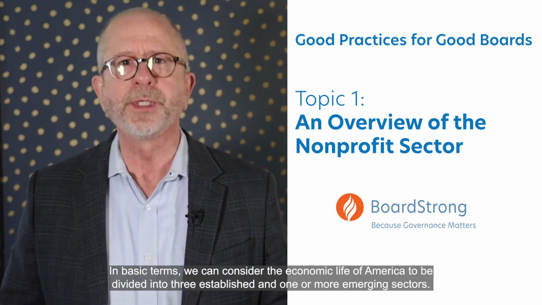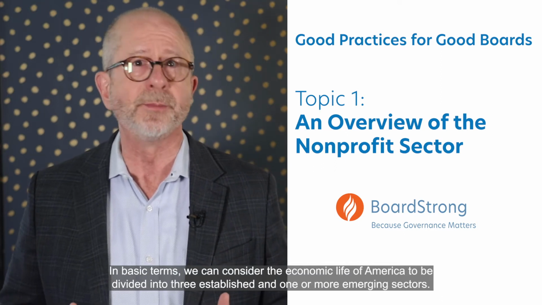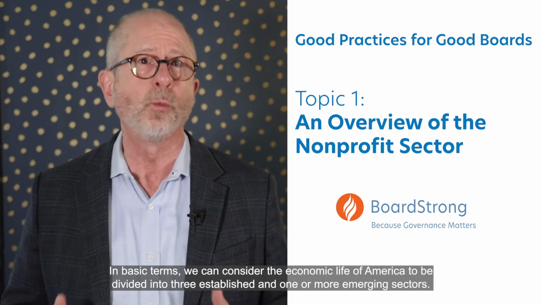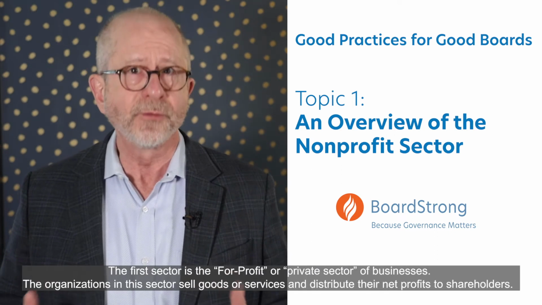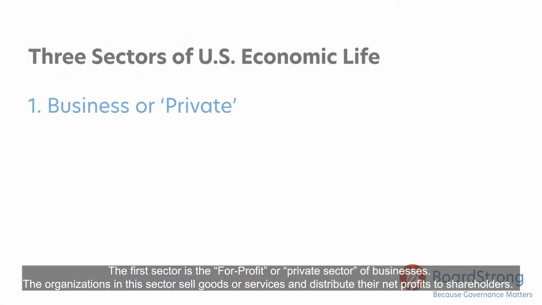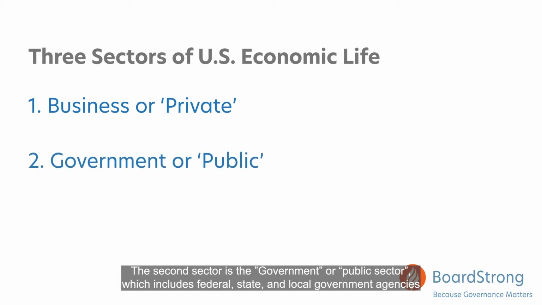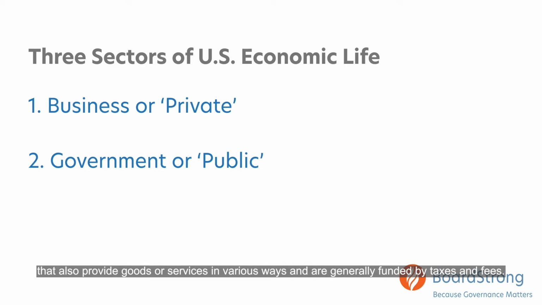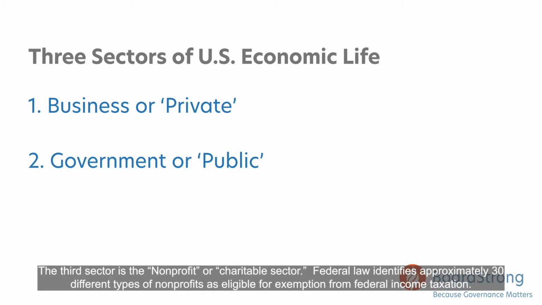In basic terms, we can consider the economic life of America to be divided into 3 established and 1 or more emerging sectors. The first sector is the for-profit or private sector of businesses. The organizations in this sector sell goods or services and distribute their net profits to shareholders. The second sector is the government or public sector, which includes federal, state, and local government agencies that also provide goods or services in various ways and are generally funded by taxes and fees. The third sector is the nonprofit or charitable sector.